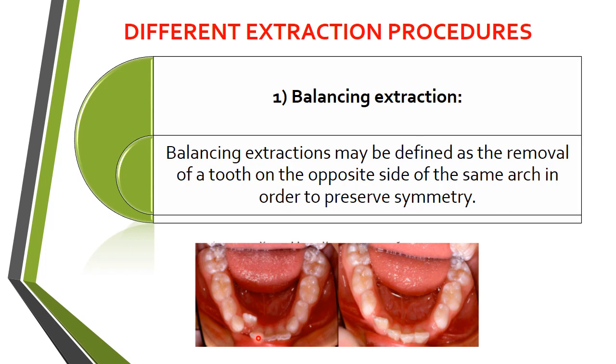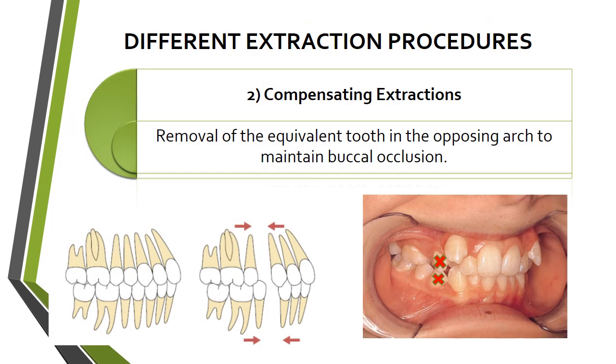This patient has severe crowding, but it's localized to the lower right segment of the arch. So in this case, it is indicated to extract the lower C. But if we do extraction on only the right side, we will get a shifting of the teeth to the right side. So to prevent this shifting, as we said before, we have to extract the other side, or the left side. The second extraction procedure is the compensating extraction, which simply means we have to remove the equivalent tooth in the opposite arch to maintain the buccal occlusion.